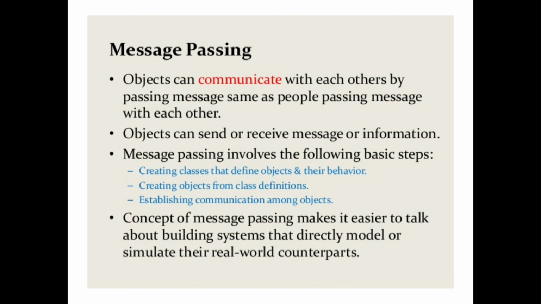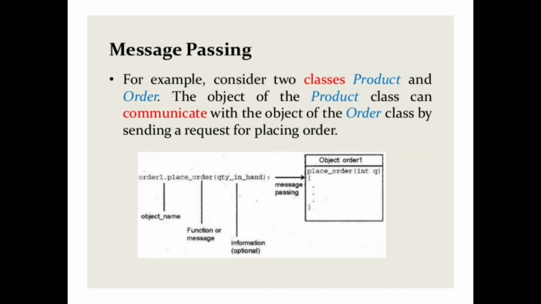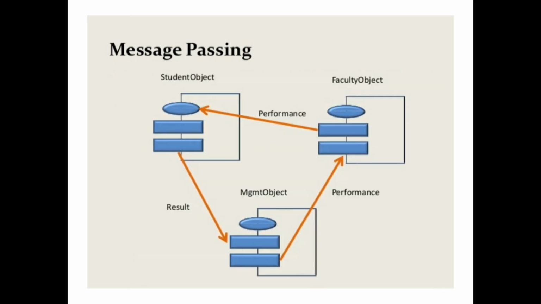The concept of message passing makes it easier to talk about building systems that directly model or simulate their real-world counterparts. For example, consider two classes, product and order. The object of the product class can communicate with the object of the order class by sending a request or placing an order. This is one example of message passing.